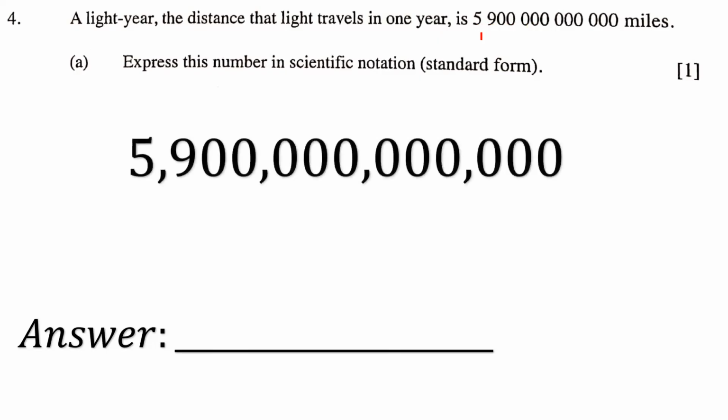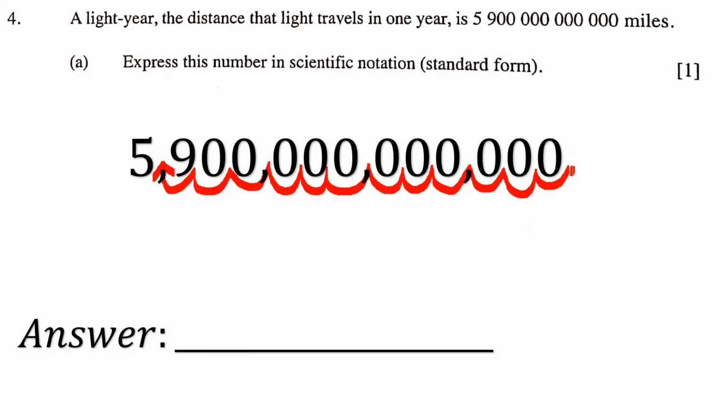So what we're going to do is we have 5 trillion because, again, this is hundreds, this is hundred thousands, this is hundred millions, this is hundred billions, and this is a trillion. So it's 5,900,000,000,000. It's a huge number. And it says express this number in scientific notation. So we're going to start from here. We have a decimal point right there, and we're going to move it and count how many times we move over.